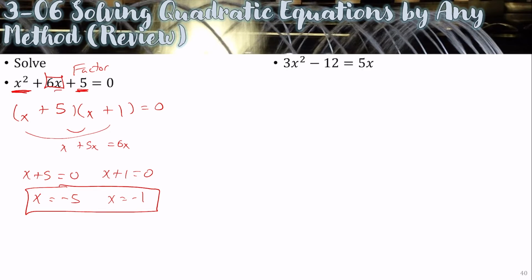Would you pause and try that one? All right. We have both the x squared and the x, so it's not square roots. So let's try factoring again. We have to set it up by moving the 5x over. So subtract 5x from both sides.